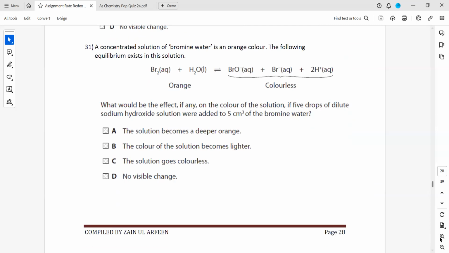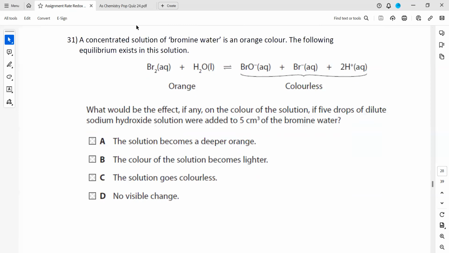In question 31, a concentrated solution of bromine water is orange. The following equilibrium exists. What would be the effect, if any, on color if 5 drops of sodium hydroxide are added? If sodium hydroxide, we have to check which substance sodium hydroxide reacts with. Sodium hydroxide is an alkali, so an alkali can react with an acid.